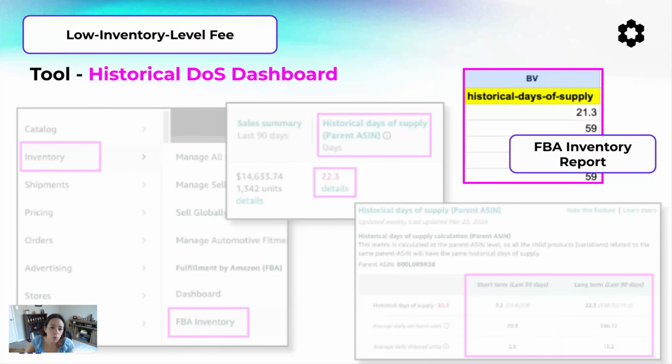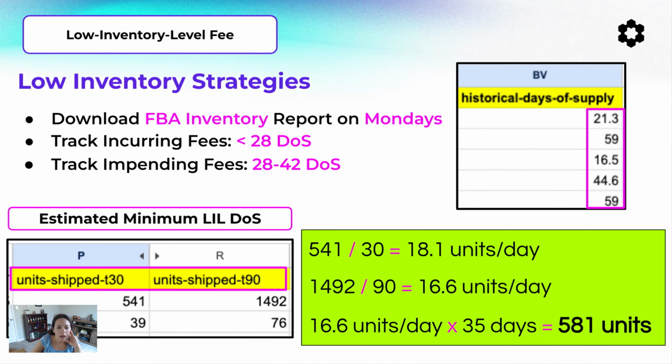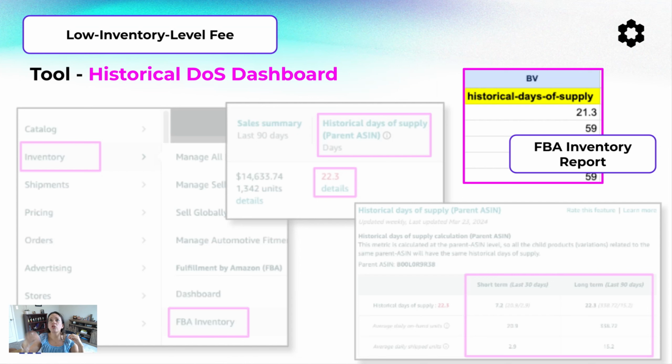And then there's also the FBA inventory report, which is the same report for the aged inventory, where you have historical days of supply. They've added some new columns that show you if your product is actually currently being charged or not. So you can see, am I being charged aged inventory fees? It's a good idea to have this report because you can sort by it and look at a large catalog pretty quickly.